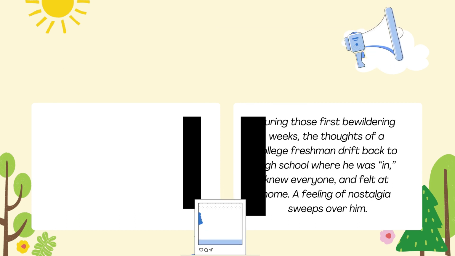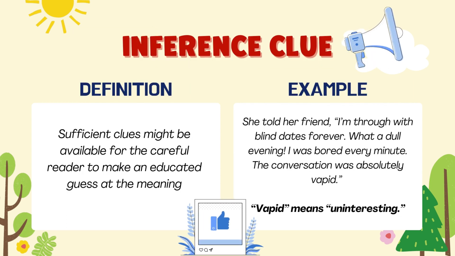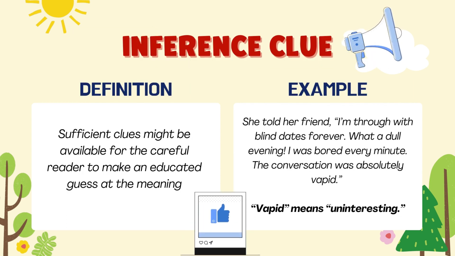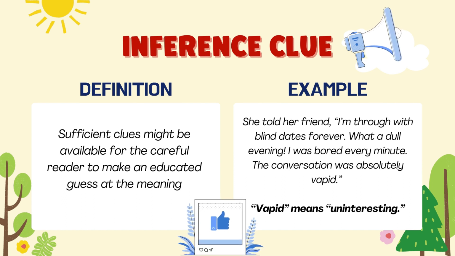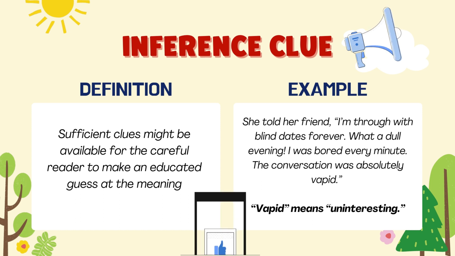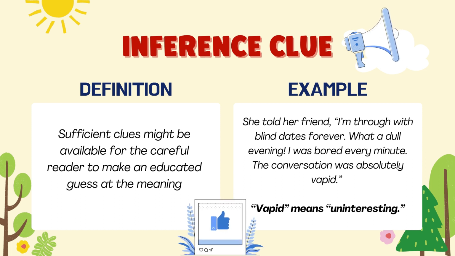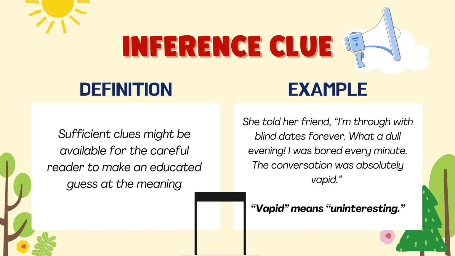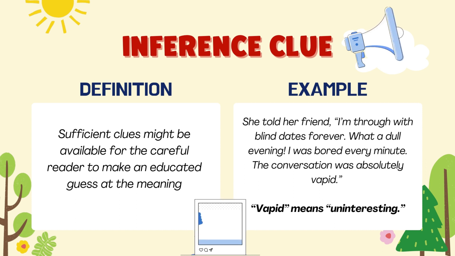Next, inference clue. Sufficient clues might be available for the careful reader to make an educated guess at the meaning. So let's say, for example, in this sentence, vapid means uninteresting, not so interesting, and so on, because of the given example sentence. You can see there, right? Inference clue.